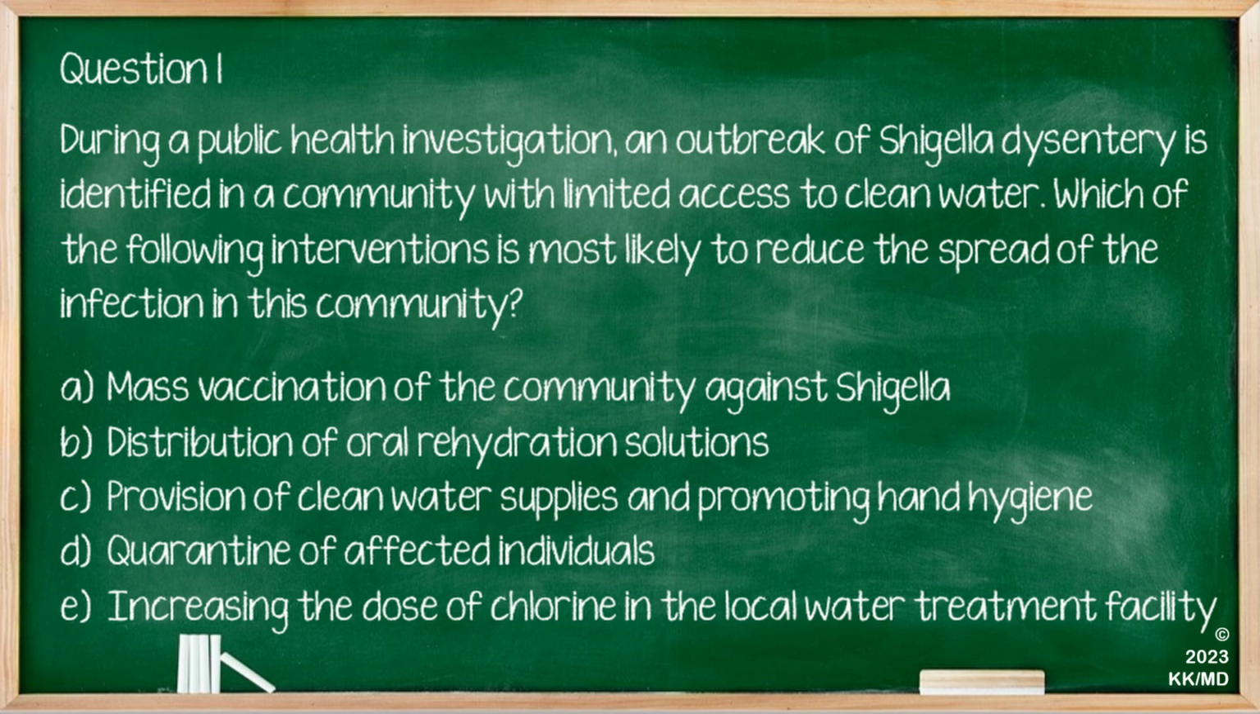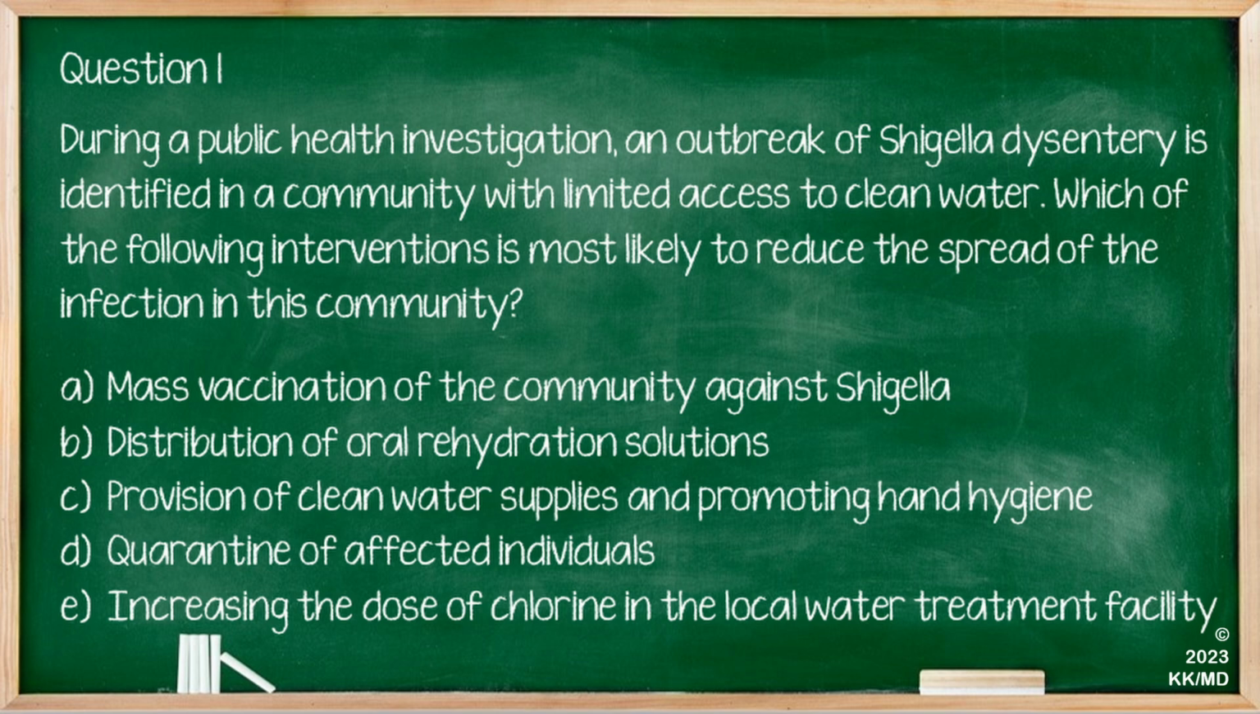Let's do some questions. During a public health investigation, an outbreak of Shigella dysentery is identified in a community with limited access to clean water. Which of the following interventions is most likely to reduce the spread of the infection in this community? A. Mass vaccination of the community against Shigella. B. Distribution of oral rehydration solution. C. Provision of clean water supplies and promoting hand hygiene. D. Quarantine of affected individuals. E. Increasing the dose of chlorine in the local water treatment facility.